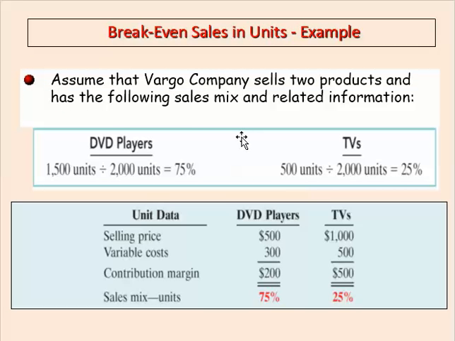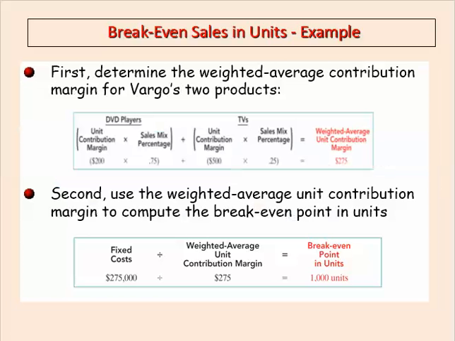So for example, I have a company here and they sell two products, DVD players and TVs. And we can see here the contribution margins for each of those. And we also see the sales mix percentage down here at the bottom. So they're selling 75% DVD players, 25% TVs. So all we need to do is take the unit contribution margin for each, multiply that times the sales mix percentage. So unit contribution margin for DVD players was $200, sales mix was 75%. So multiply that. Unit contribution margin for TVs was $500, but the sales mix is only 25%. So if we do that math, we get a weighted average unit contribution margin of $275.